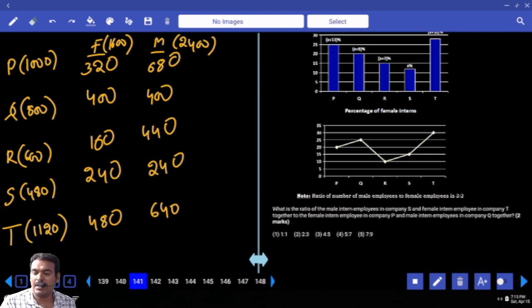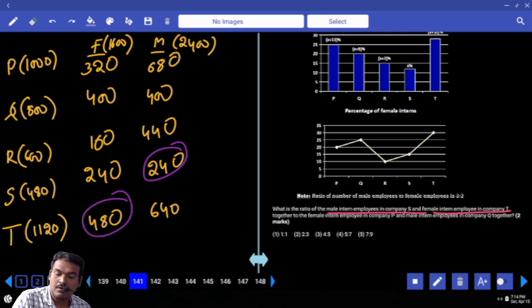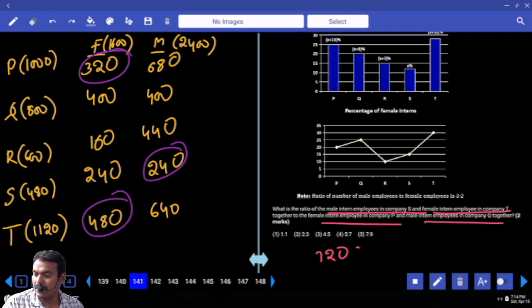What is the ratio of the male intern employees in company S and female intern employees in company T together to the female employees in company P and male intern employees in company Q together? Male value in company S? 240. Female value in company T? 480. 240 plus 480, 720. Female value in company P? 320. Male value in company Q? 400. Total it is 720. What is the ratio? 1:1.